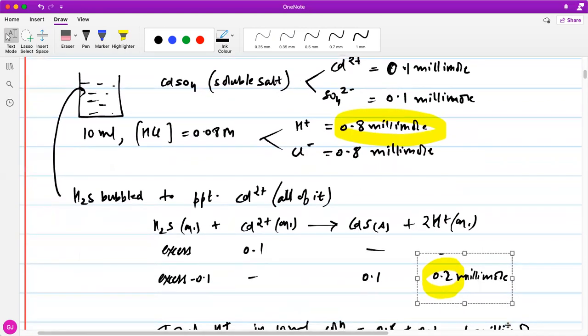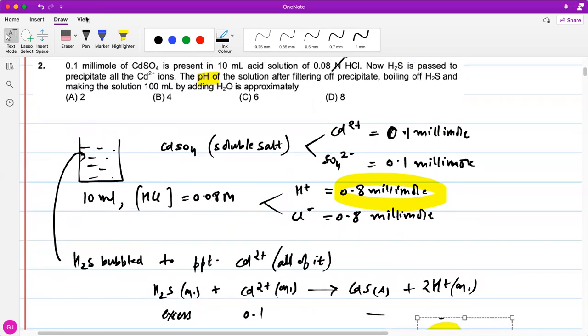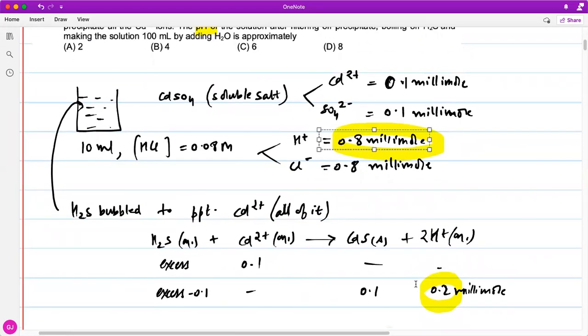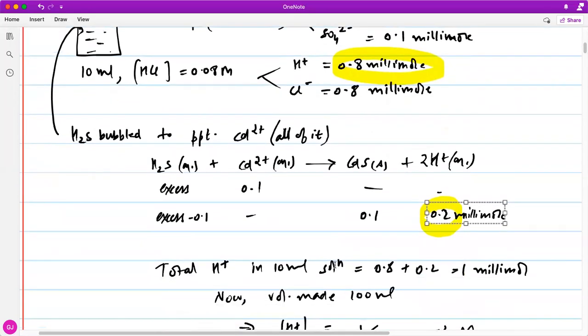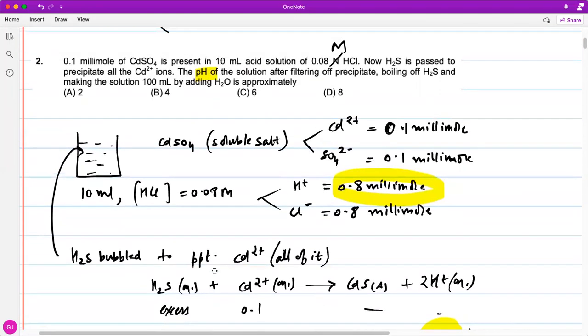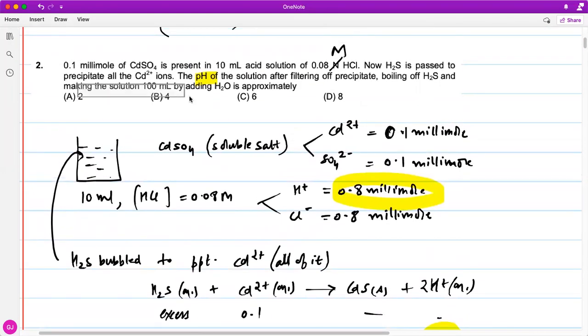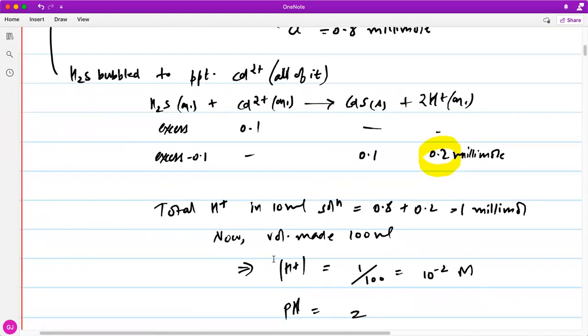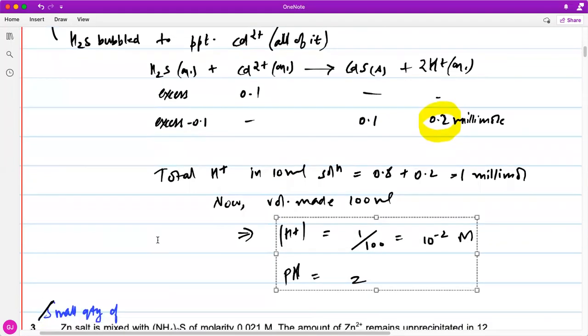So if I am now calculating the pH, the total H+ in the solution, as we can see from here, right? 0.8 millimole was already there and 0.2 millimole got introduced because of that precipitation reaction. A total of 1 millimole of H+ is there in 10 ml solution. And now, as per the question, the solution is diluted to 100 ml by adding water. Hence, the H+ concentration becomes 1 divided by 100 molar, or you can say the pH becomes 2, right?